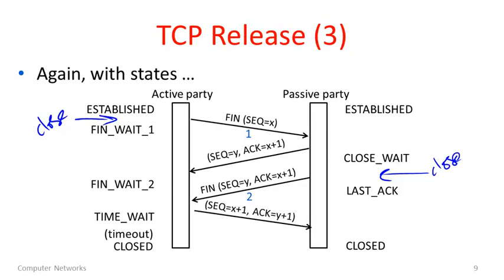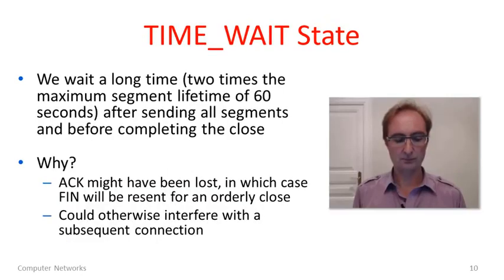Now you might notice there is a timeout state here. So a period of time elapses between the last action there and entering the closed state on the active side. What is all of this about? Well, this timeout is potentially a long wait. We actually wait up to twice the maximum segment lifetime. The maximum segment lifetime is the largest amount of time it can take a segment to be delivered through the network. So we're really waiting just in case there are any last packets going on.